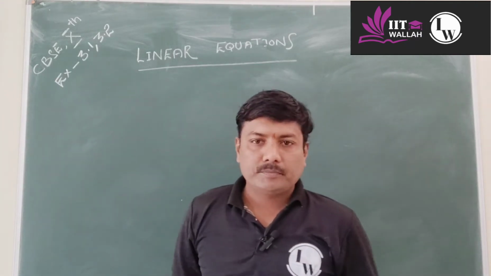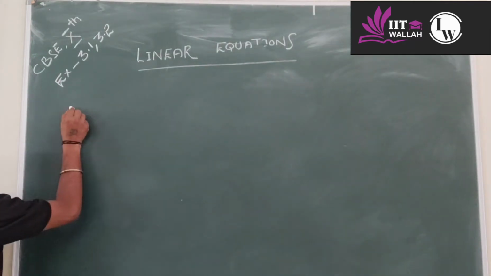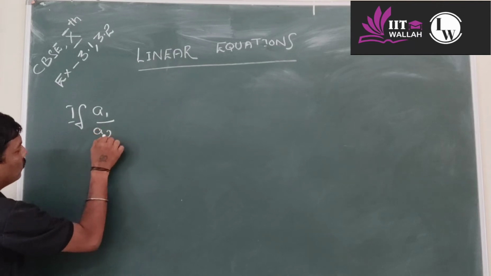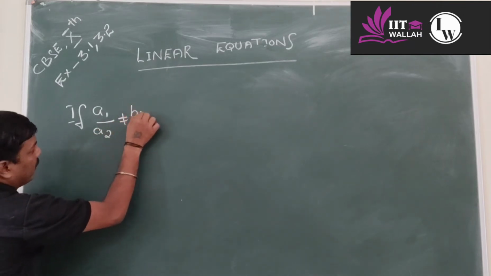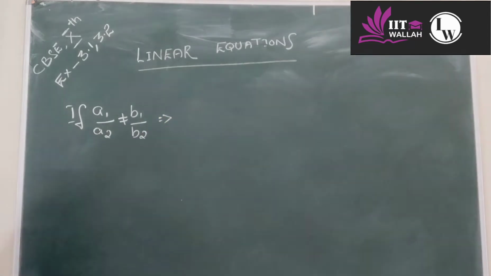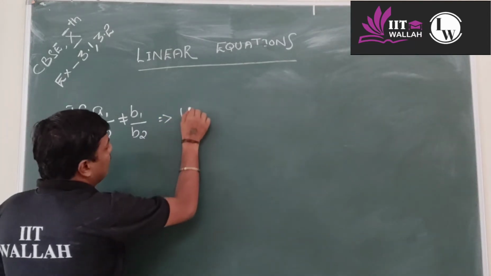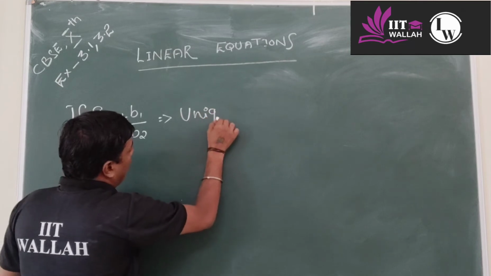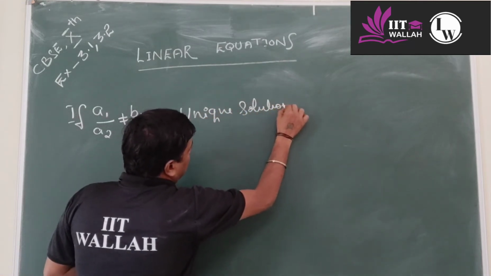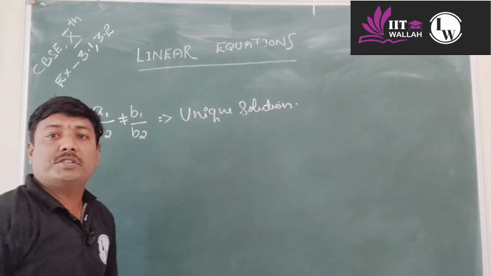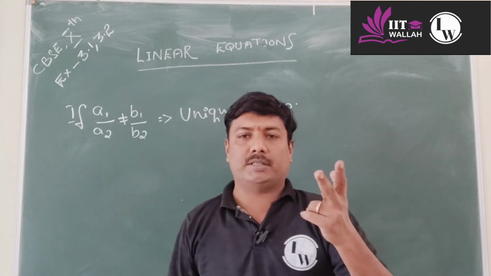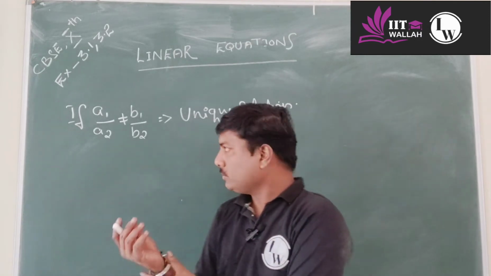That means if a1 by a2 is not equal to b1 by b2, what are we getting? We are getting a unique solution. Unique solution means what? One and only one solution which satisfies both the equations. That is the meaning of unique solution.